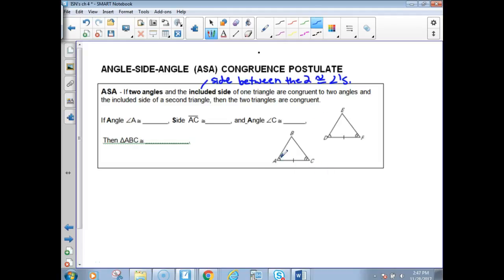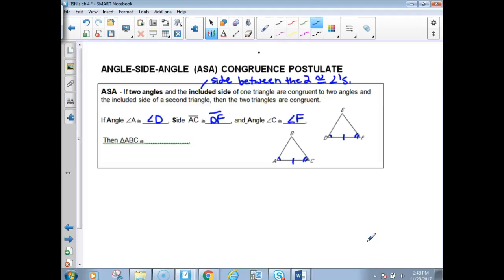In this picture, we have a single arc mark on angle A. That would correspond to the single arc mark on angle D in the other triangle. So angle A is congruent to angle D. Side AC has a single slash on it, and it's matching up with side DF in the other triangle that has a single slash on it. Angle C has a double arc mark on it, and so does angle F in the other triangle. So angle C is congruent to angle F. Those are the corresponding parts.